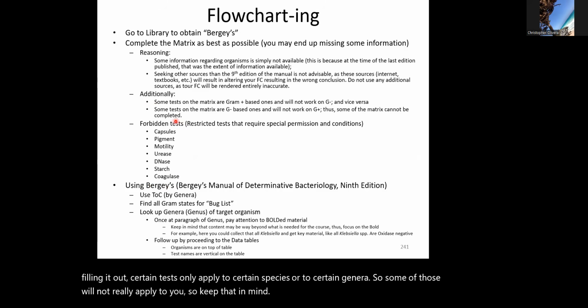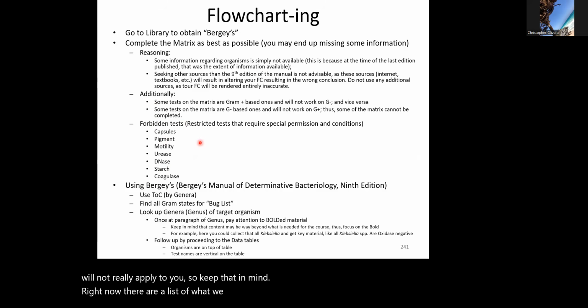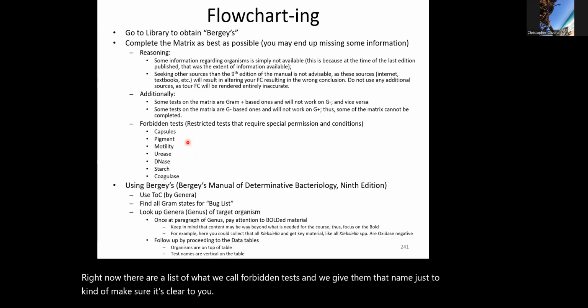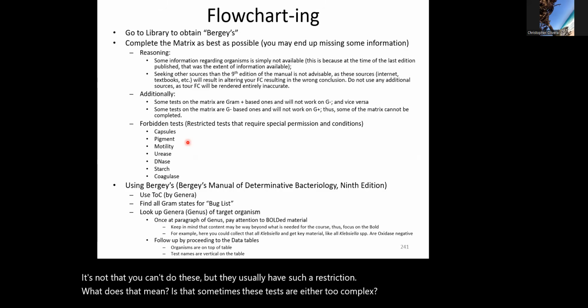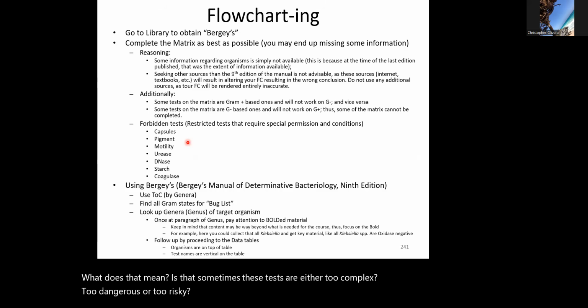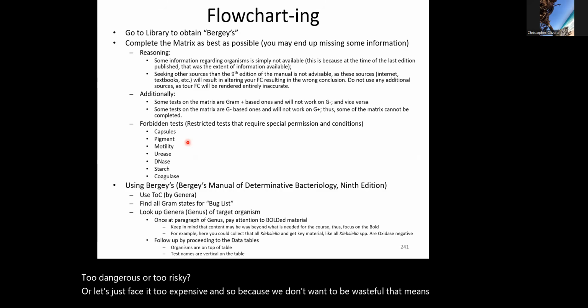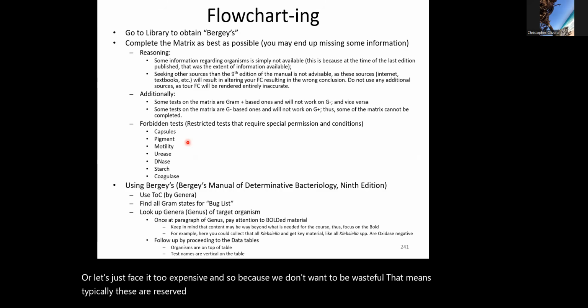All right. Now, there are a list of what we call forbidden tests, and we give them that name just to kind of make sure it's clear to you. It's not that you can't do these, but they usually have some sort of restriction. What does that mean? Is that sometimes these tests are either too complex, too dangerous or too risky, or let's just face it, too expensive. And so because we don't want to be wasteful, that means typically these are reserved only for the end of the actual flowchart or not at all. So that means usually you have to have special permission to be able to use these tests.